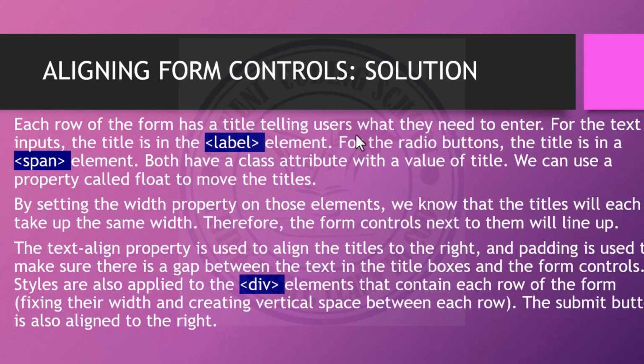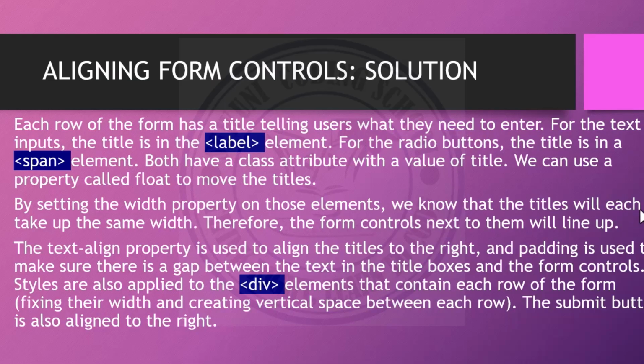We can use a property called float to move the titles. By setting the width property on those elements, we know that the titles will each take up the same width. Therefore, the form controls next to them will line up. The text-align property is also used to align the titles to the right. And padding is used to make sure there is a gap between the text in the title box and the form controls. Styles are also applied to the div element that contains each row of the form.